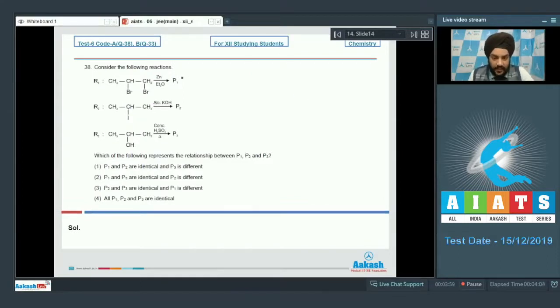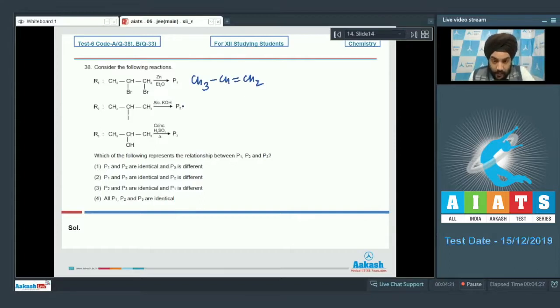Consider the following reactions. So we've been given 3 different reactions and the products formed are P1, P2 and P3. So the examiner seems to be interested in the relationship between P1, P2 and P3. So if we talk about the first reaction, students, in the first reaction, this vicinal dihalide is allowed to react with zinc in presence of ether. So this is going to lead to the formation of propene. So product P1 is propene.